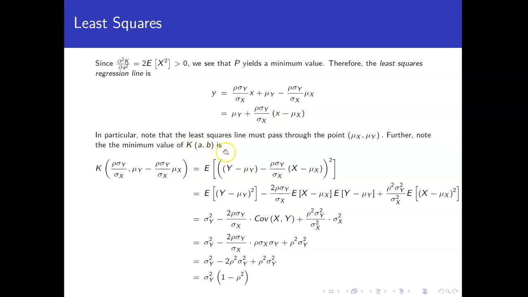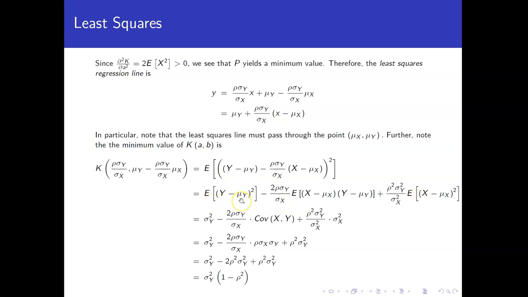Also, let's figure out what the minimum value of that function k is. So plugging in the value of a and b that we found and simplifying, we get y minus mu sub y minus the slope times x minus mu sub x. If we square out those individual pieces, we will have expected value of y minus mu sub y quantity squared minus, we'll get 2 times the slope times expected value of x minus mu sub x times y minus mu sub y, and then plus this slope squared, which is here, times the expected value of x minus mu sub x squared.